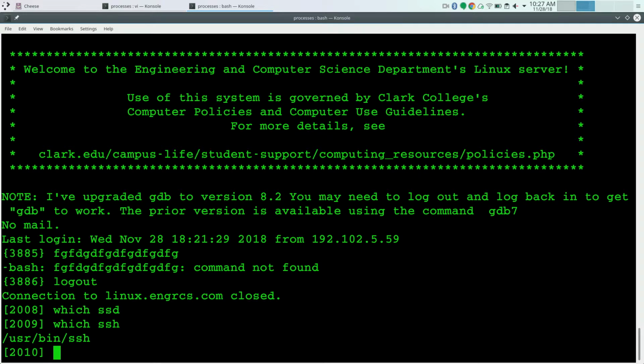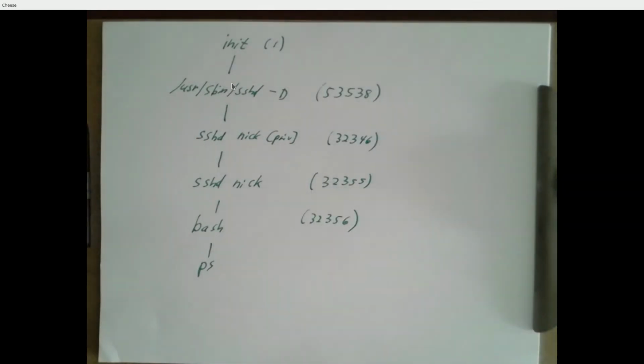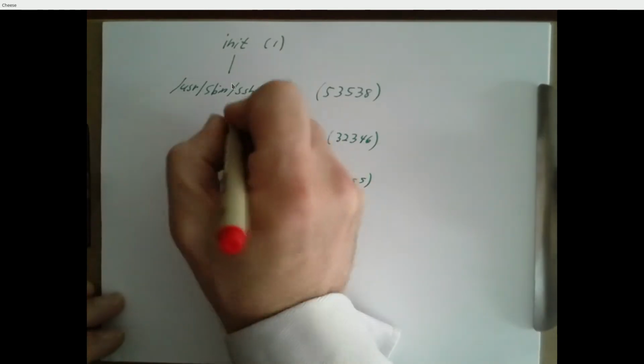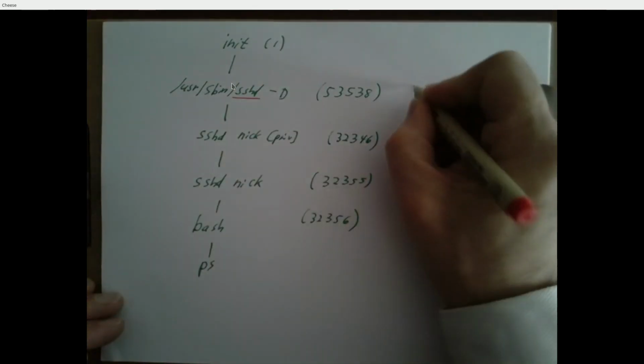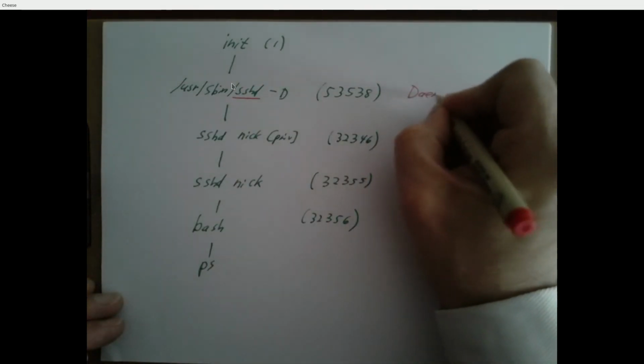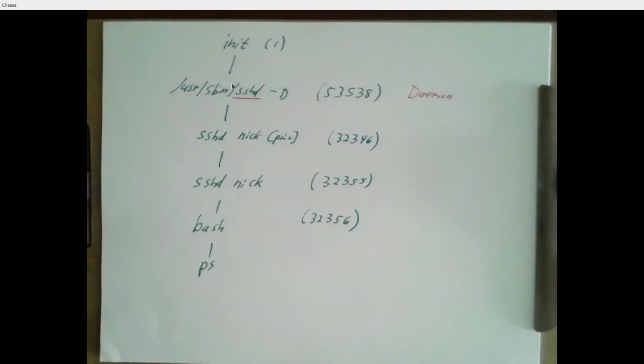But this SSHD is what we call a daemon. And I don't know why it's called a daemon, because everyone calls it a daemon. There's an A in there. But a daemon is basically a program that runs on a system and sort of hangs out in the background and waits for requests. And it does your bidding for you based on requests that you send to it.